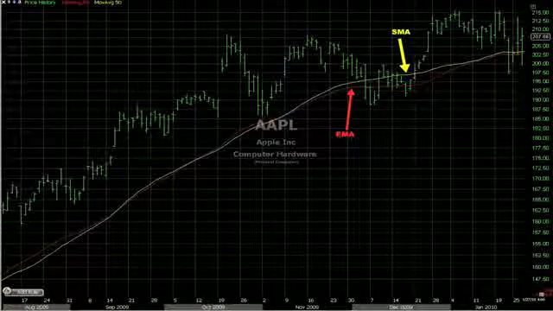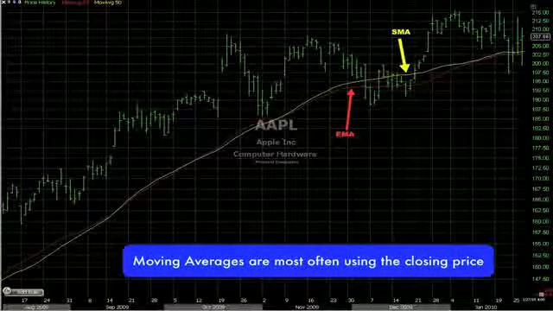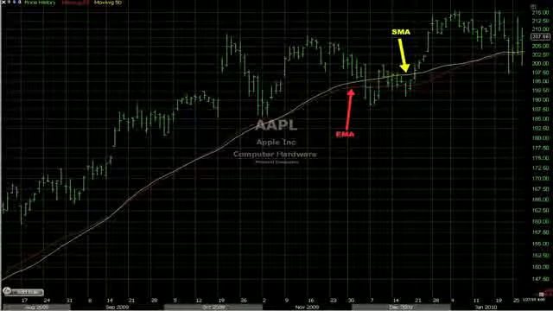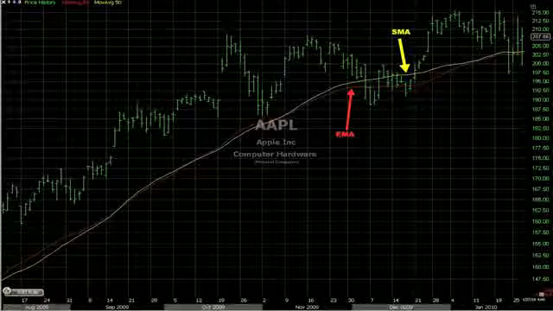MAs are mostly calculated by using the closing price of the bar, but it's also possible to calculate by using the opening price or high-low price. This bar could be a tick bar, minute bar, daily bar, and so forth. In the early days, people only used daily charts. Therefore, many people refer to MA as daily MAs.